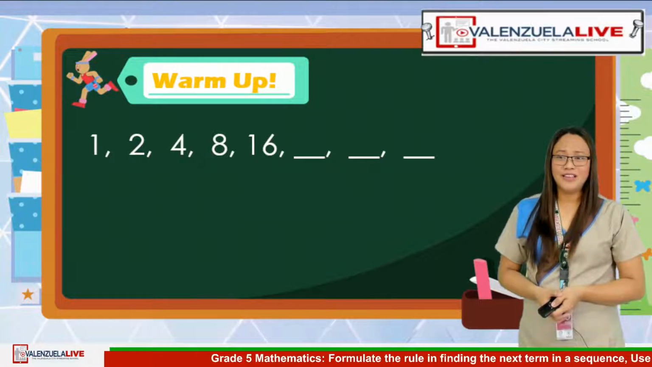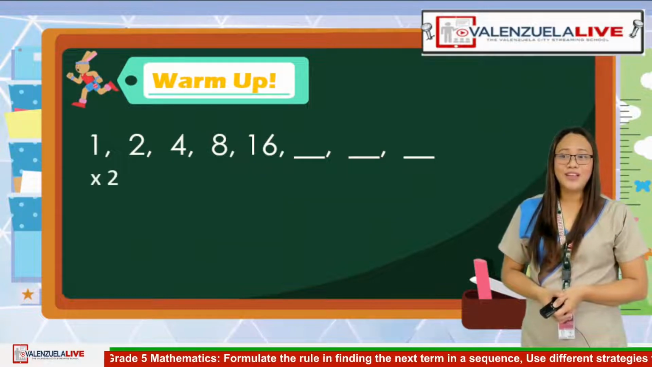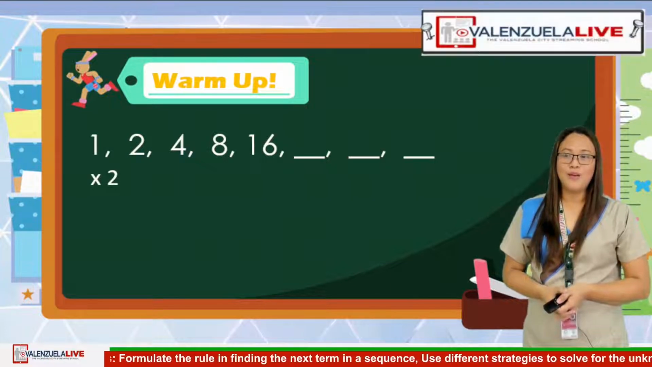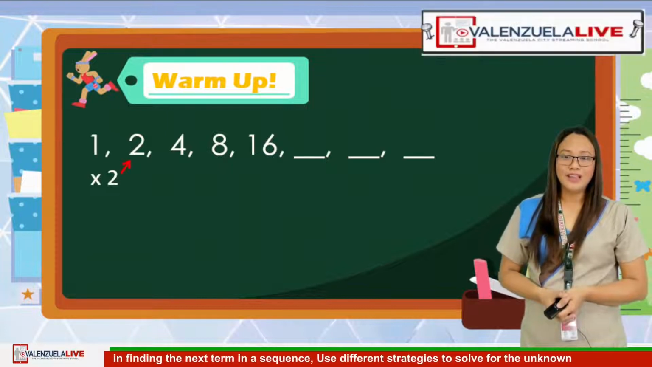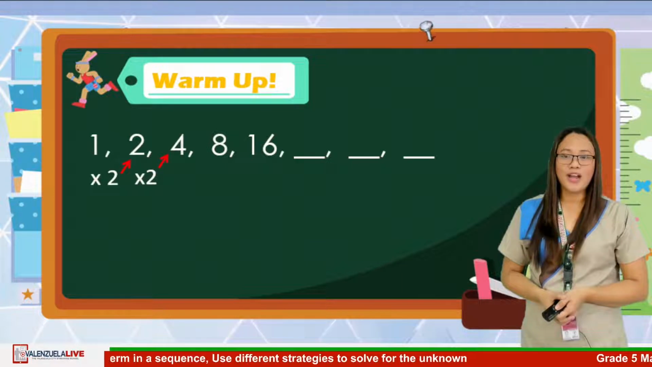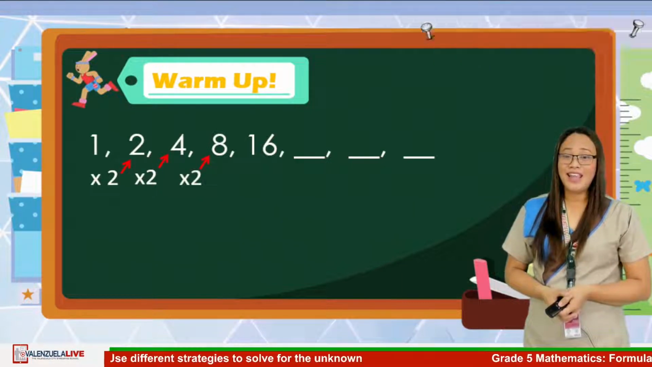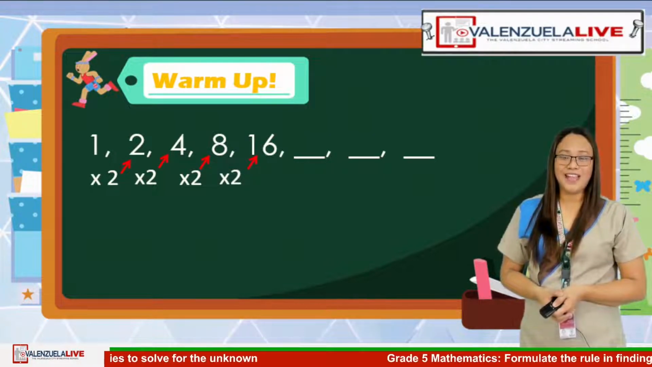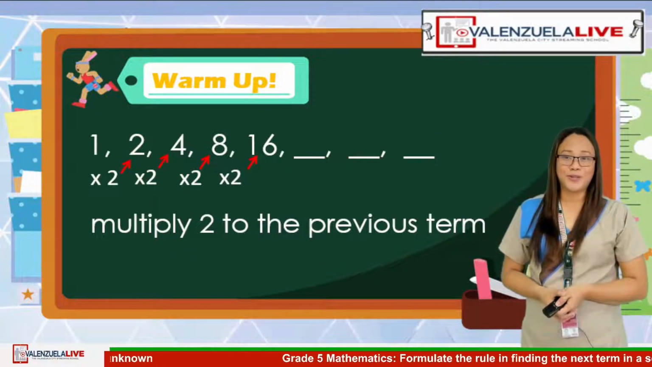Very good. So, all you need to do is multiply 2 to the previous term. So, we have 1 times 2 is equal to 2. Then we have 2 times 2 is equal to 4. Then 4 times 2 is equal to 8. Then 8 times 2 is equal to 16. All right. So we have to multiply 2 to the previous term.